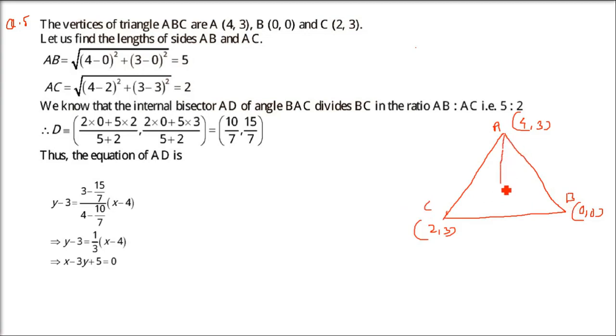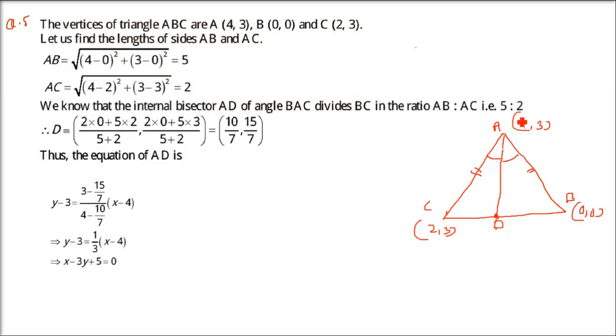Now here, angle A, when we bisect it, these angles are equal. We know there is one thing: the internal bisector AD of angle BAC will divide the opposite side in the ratio AB is to AC. So what is the length of AB? What is the length of AC? So we have to find the lengths of AB and AC, then we'll get the ratio of CD and DB.